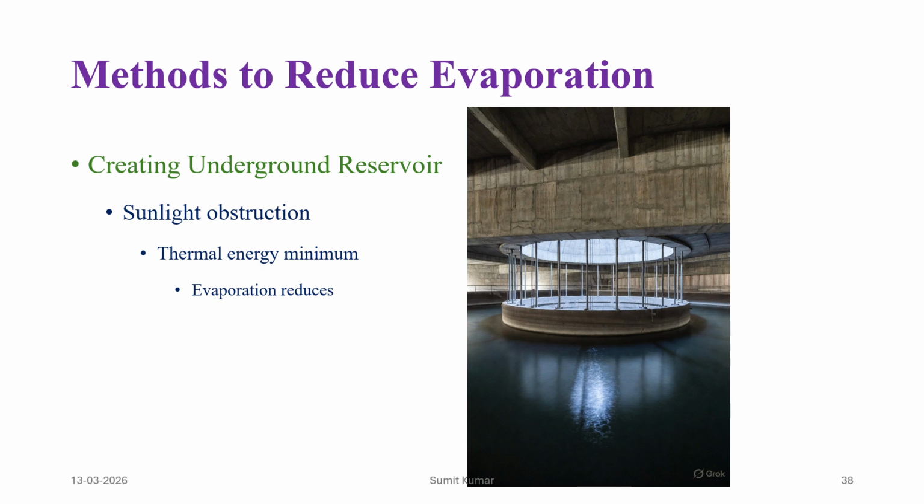A very effective structural method to virtually eliminate evaporation is creating underground reservoirs or covered storage tanks. By storing water completely below ground, we achieve complete obstruction of sunlight, preventing surface heating, minimum input of thermal energy from solar radiation, no wind action over the water surface, and therefore near-zero evaporation, or we can say evaporation is minimum.